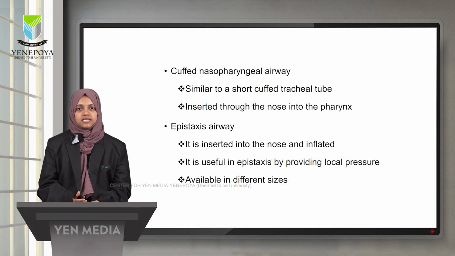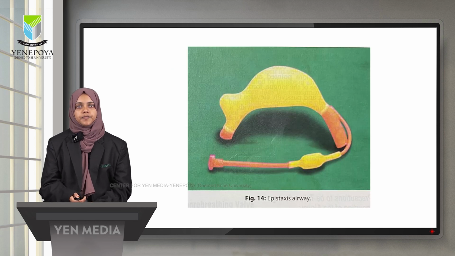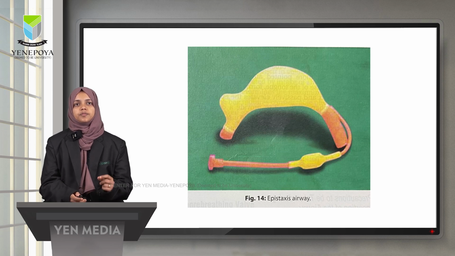And next is the epistaxis airway. It is another type of nasal airway which helps to prevent nosebleeds. It can be inserted when there is epistaxis. It applies local pressure over the nasal mucosa, and it helps in providing a patent airway. It is also available in different sizes. This is how an epistaxis airway looks. Before inserting, it is deflated, and once it is inserted, it should be inflated through the inflating tube.